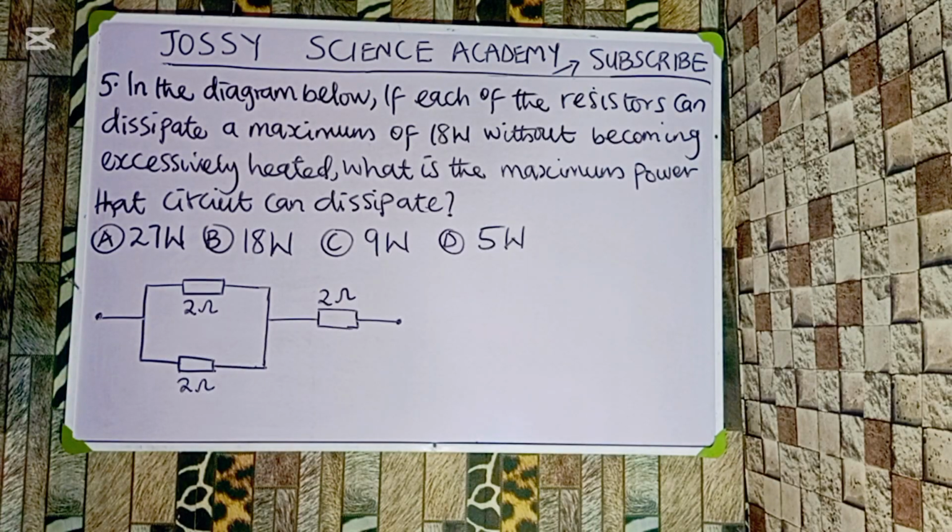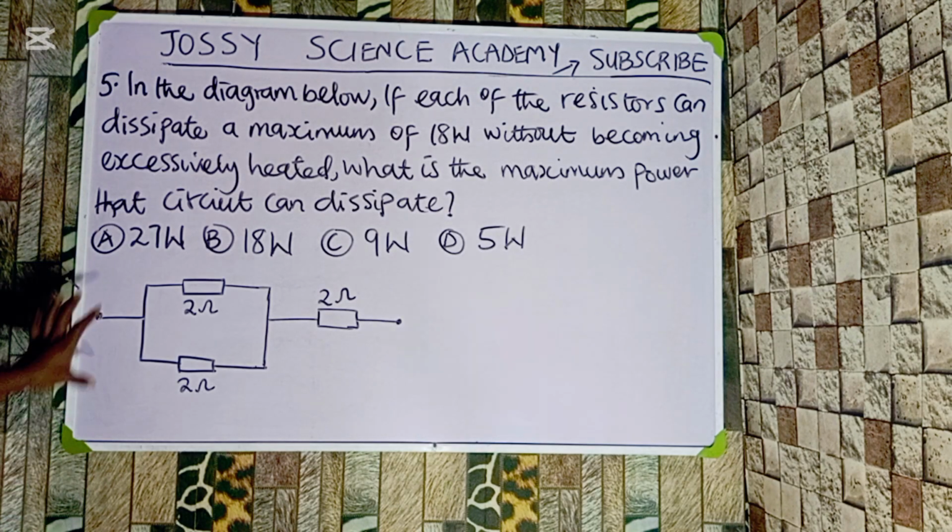In the diagram below, if each of the resistors can dissipate a maximum of 18 watts without becoming excessively heated, what is the maximum power that the circuit can dissipate? And we have option A to be 27 watts, option B to be 18 watts, option C to be 9 watts, and option D to be 5 watts.